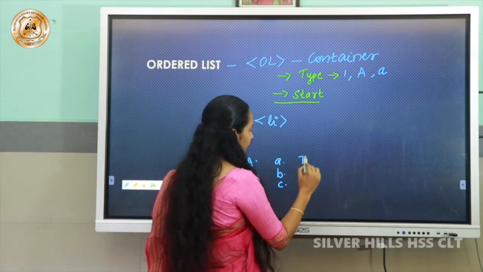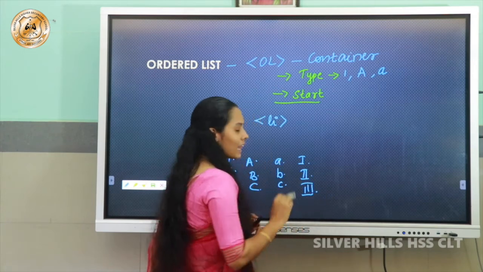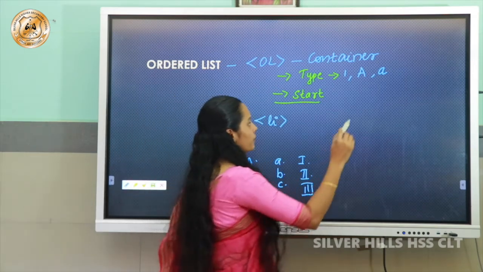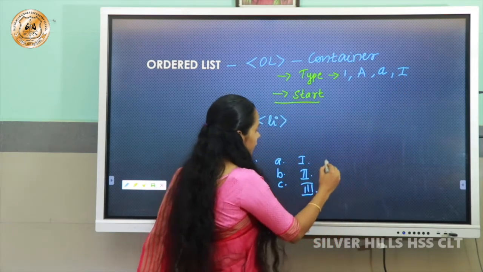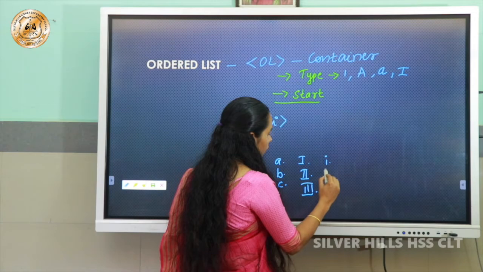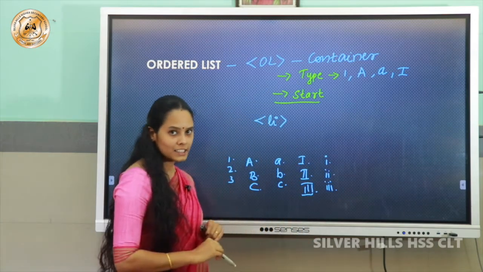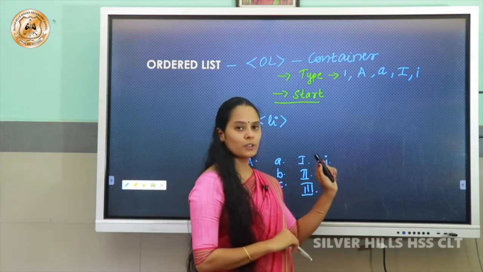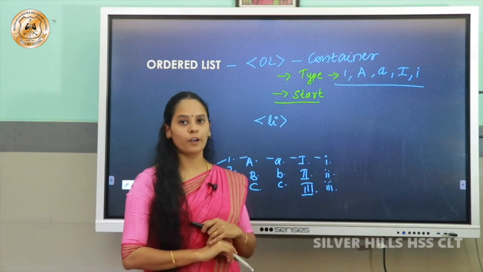If you want to display capital Roman numerals I, II, III, then you can give the value of the type attribute as capital letter I. And if you want to display small Roman numerals i, ii, iii, then for that you can use the type attribute as what? Small letter i. So let us see one example of an ordered list.